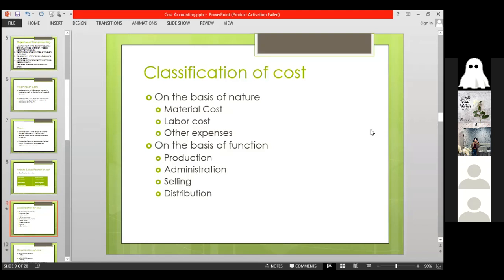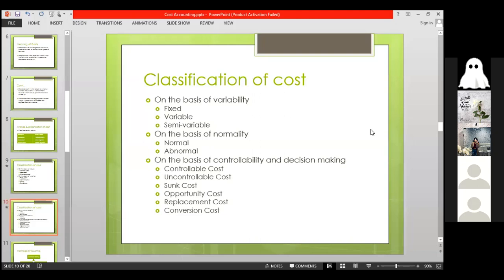Then comes the function. Production expense, administration expense, selling, and then distribution expense. Production is the expenses of converting your raw material into the finished product. That is production. So every expense that you spent will still be there. They will not change.